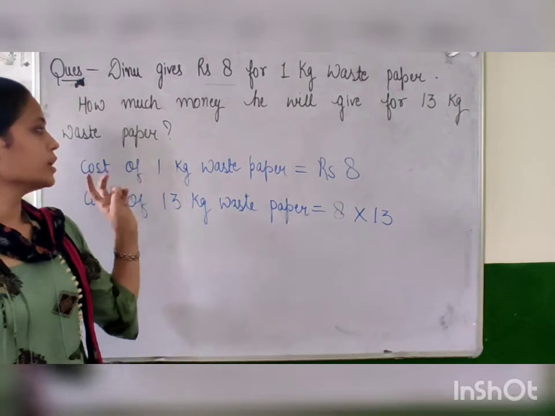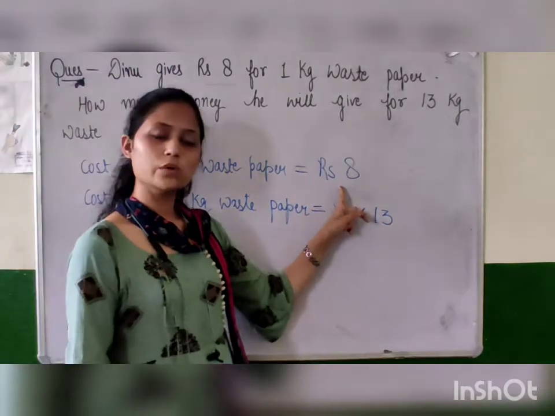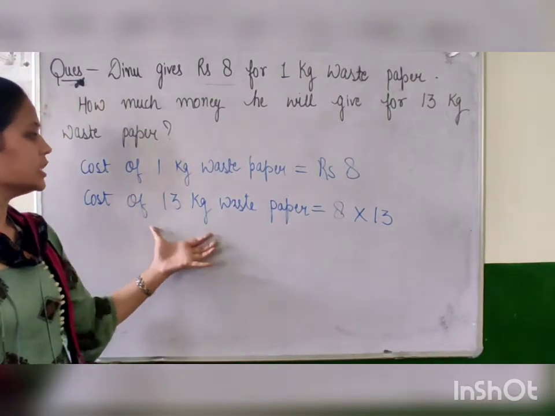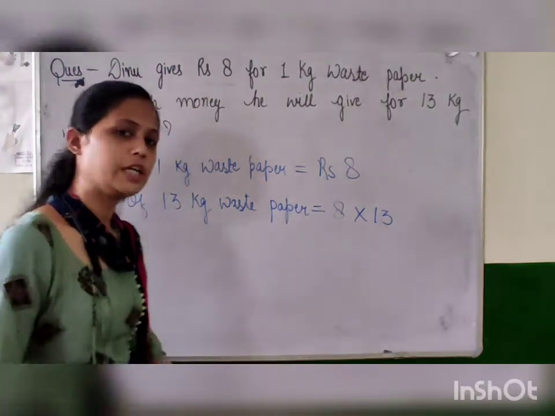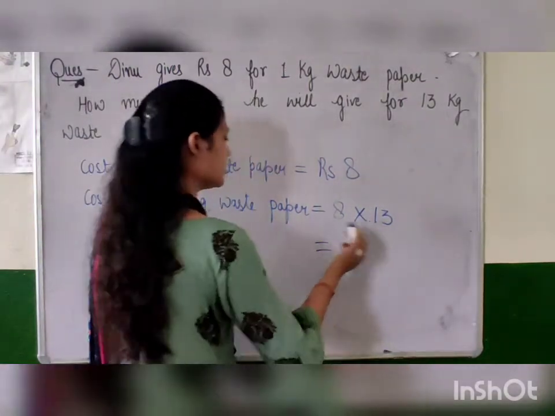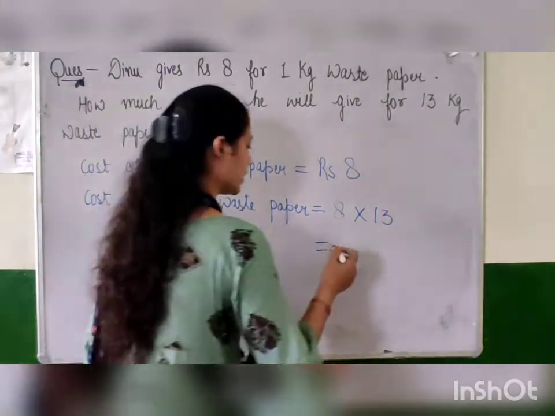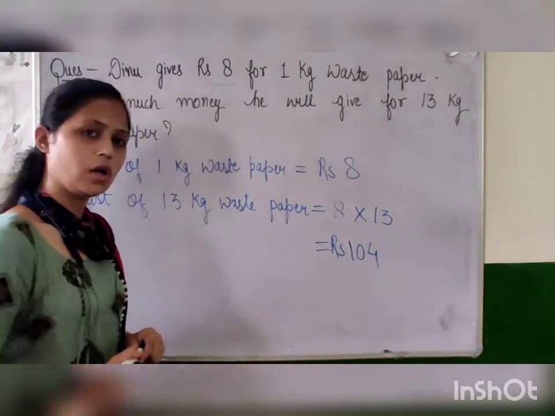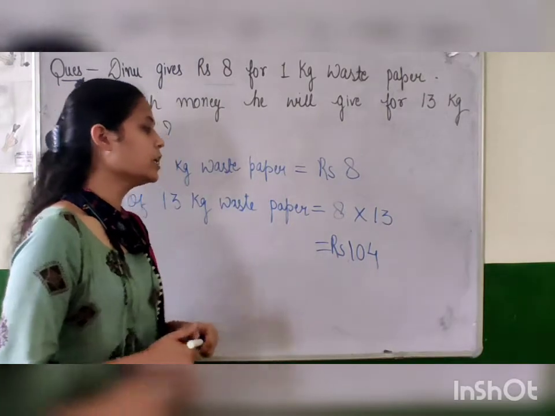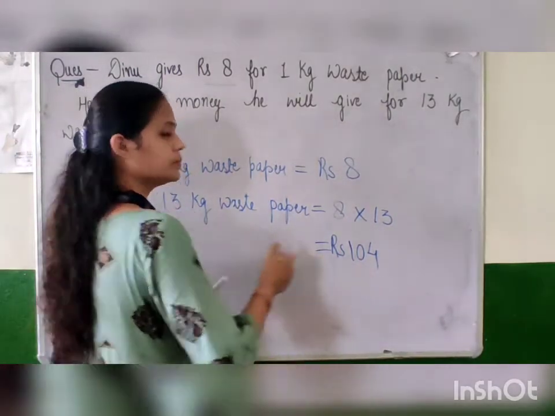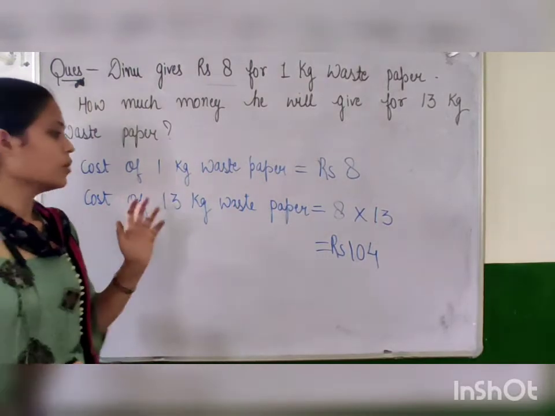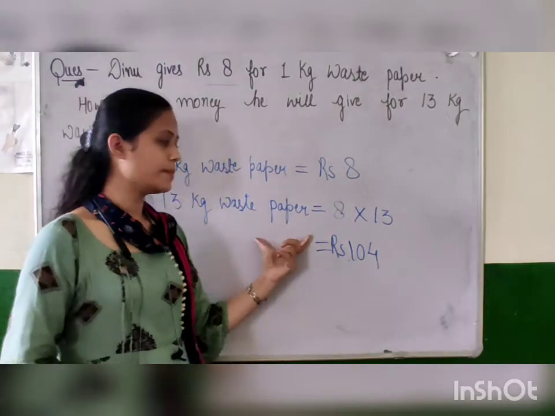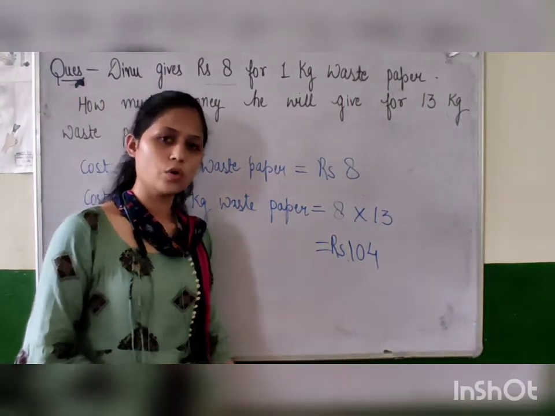Okay, so if someone will give 1 kg waste paper to Dinu, Dinu will pay rupees 8 for that. And when someone will give 13 kg waste paper to Dinu, Dinu will pay how much money? Let's find out. 13 multiplied by 8. So 13 into 8 is your 104. This is rupees. You all must learn tables till 20. It is very important. So 13 into 8 is your 104. So it means Dinu will pay rupees 104 for 13 kg of waste paper.